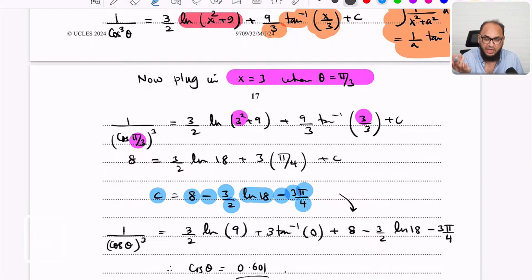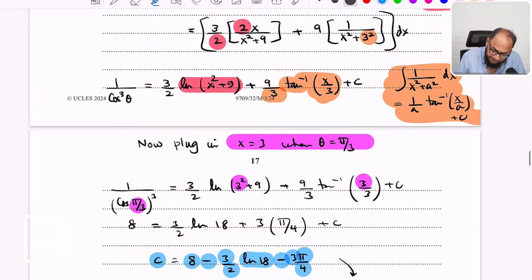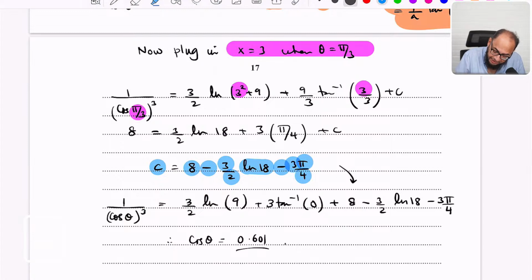So again, what do we have? We have a number, an integer, we have ln, we have pi, and so on. And last but not the least, now over here, let me write it. This is 8, 3 over 2 ln 18 minus 3 pi over 4. So this whole thing is c.